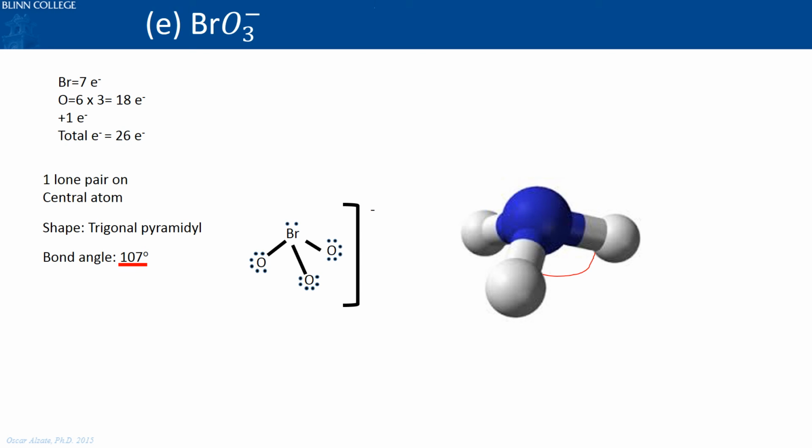Our bond angles here are about 107, sometimes 109. It just depends on the strength of the central atom, but 107 in this case. And that concludes our video on how to solve problem 420.